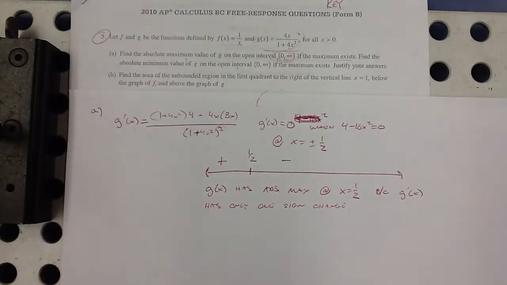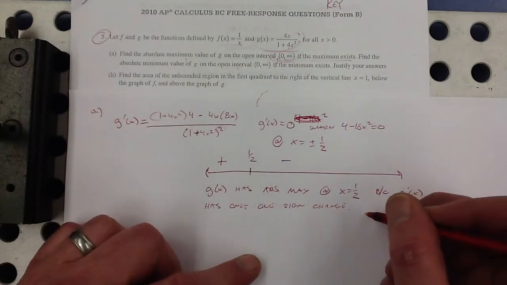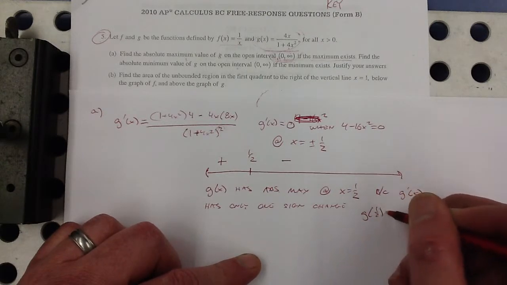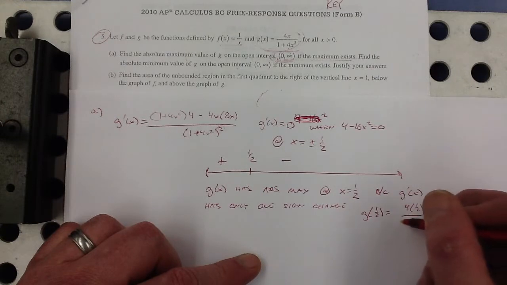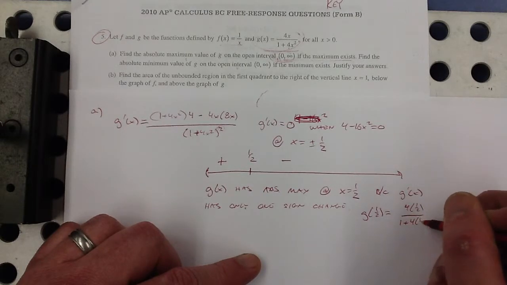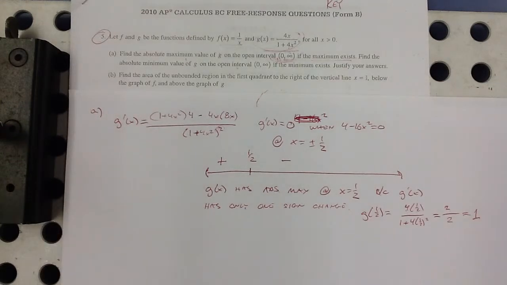And they asked, like, what is the actual maximum value? So I got to plug 1/2 into there. So g of 1/2 is equal to 4 times 1/2 over 1 plus 4 times 1/2 squared. So that's 4 times 1/2 is 2. 1/2 squared, that's over 2 over 2, which is 1. Last time I checked.